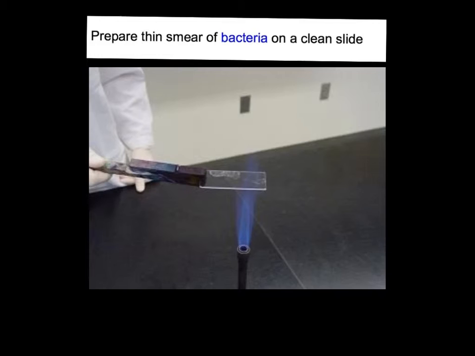So step one in preparing a gram stain is to heat fix your bacteria to the slide. And if you need to, refer to my previous video on heat fixing. But heat fix your bacteria.